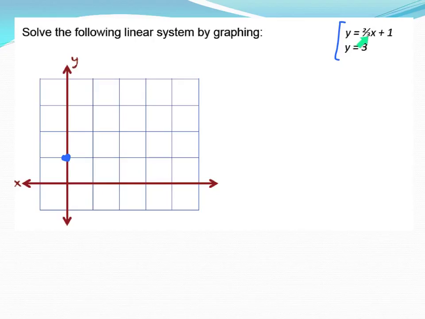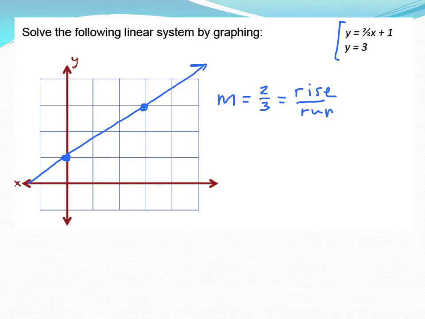Then I'm going to plot my slope. So my slope is 2/3. So my slope m, which is 2/3, represents again the rise over the run. That means my rise is going to be 2, 1, 2, and my run is 1, 2, 3. So that's going to put my second point right here. Once I have my 2 points, then I can draw a line that goes through those points. So that's the first line.